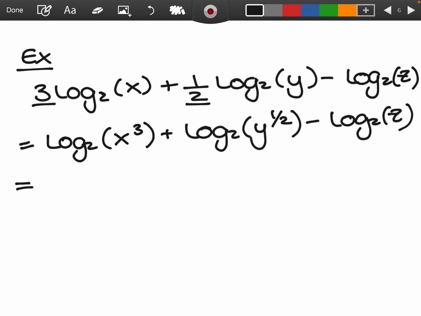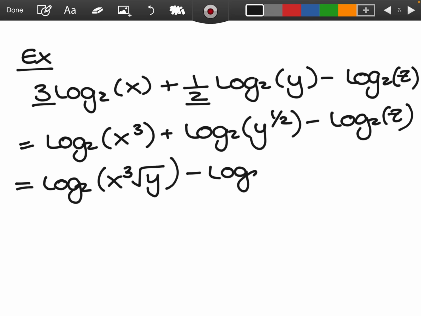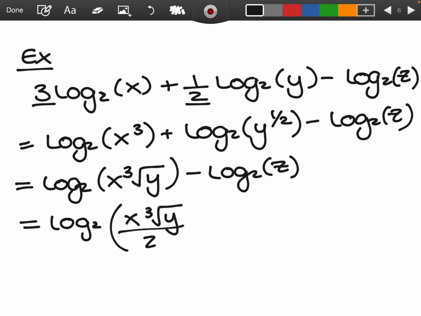So now I'm going to combine everything that's added together. So that's going to be log base 2 of x cubed multiplied by y to the 1/2, or the square root of y, whichever way you want to write it, minus log base 2 of z. And finally, I use that quotient property. I get x cubed square root of y divided by z.